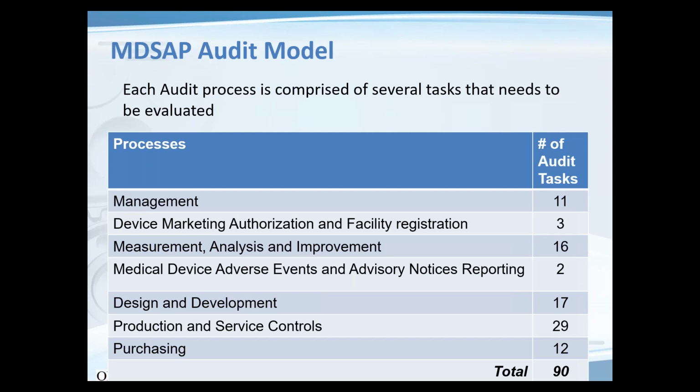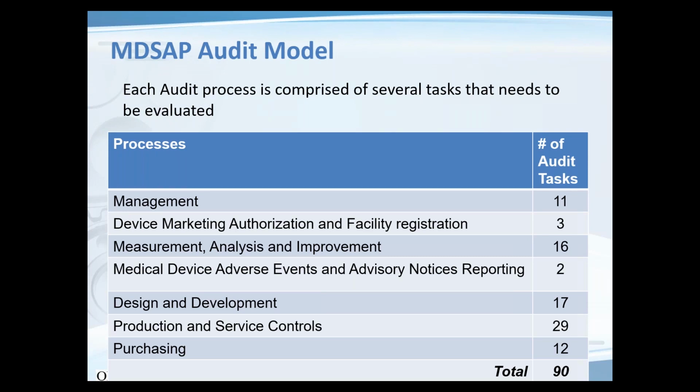In medical device adverse events and advisory notice reporting, there are two tasks that the auditor will have to look into. Each task will have several things that the auditor has to do. And then we have the design and development process. For those manufacturers who are doing device design and development, there are certain tasks, 17 of them, that the auditor will be looking at, particularly to see if the organization is meeting the requirements of design and development. Then come the manufacturing processes, which are identified as production and service controls.